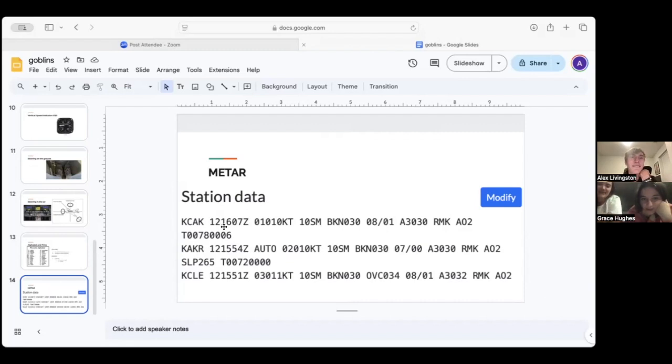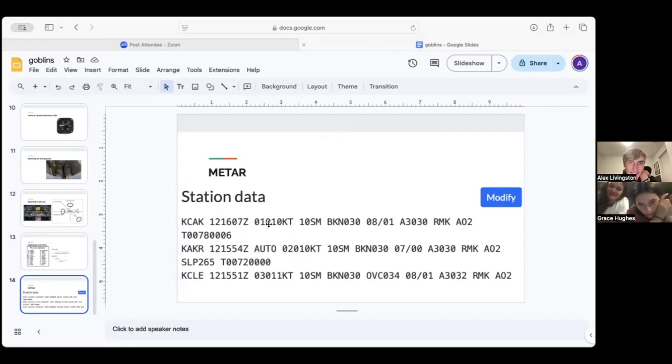What's the 12 before 16? Today's the 12th of the month. There's no 11, there's just the number. So 16:07 Zulu, this was from 11:07 this morning.